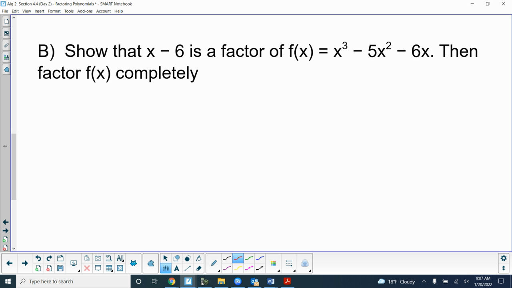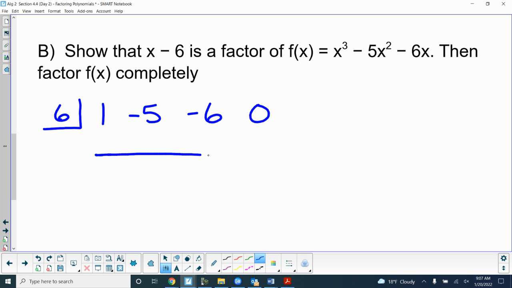So what do I put in my corner? Positive 6. I've got 1 for x cubed, negative 5 for x squared, negative 6 for x. What's missing? The constant, right? So we got to put a 0 on the end of this one. We got to have all of them. 1 times 6 is 6. 1 times 6 is 6. 6 times 0 is 0. So I got a 0 on the end, right?